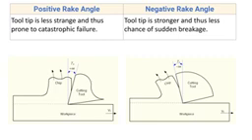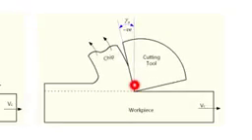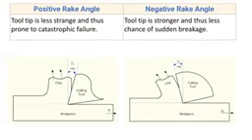Catastrophic failure means a sudden failure, so your tool tip may suddenly fail due to positive rake angle. Now with negative rake angle, the tool tip is stronger and thus there is less chance of sudden breakage. Here you can see there is more material at the tool tip compared to positive rake angle, and as there is more material at the tool tip, this tool can bear more forces. It makes the tool stronger, so there is very little chance of breakage with negative rake angle.